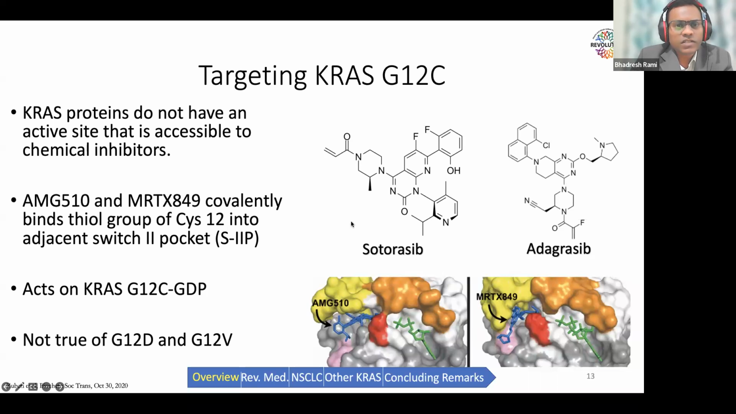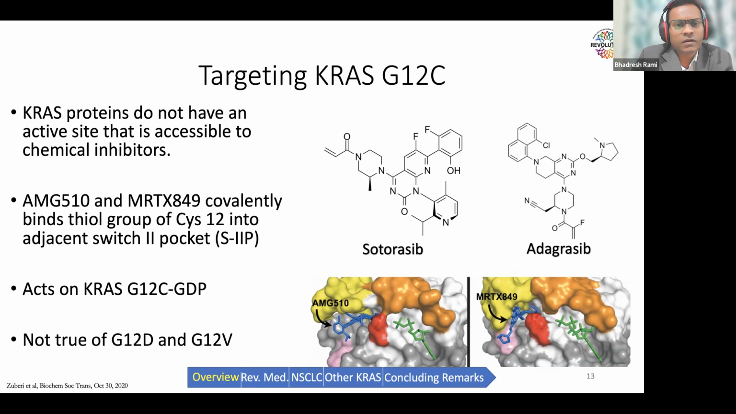The presence of cysteine, the cysteine thiol group, is one of the most nucleophilic amino acids. And to hit that, these molecules have been designed using an equally electrophilic warhead to combine with the nucleophilic cysteine thiol. And then using fragment-based drug discovery, these molecules were assembled. And what we see here is the KRAS proteins, normally they do not have active site inhibition.